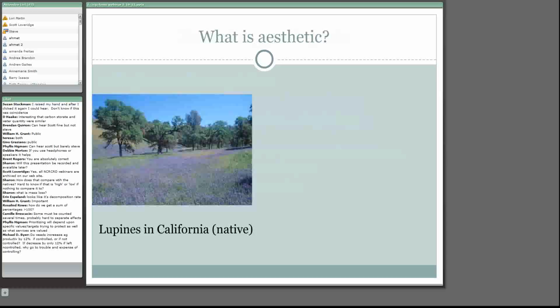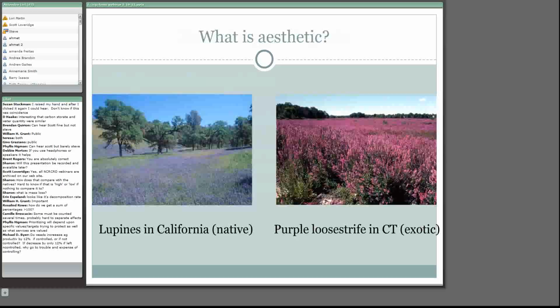Aesthetics. If we consider aesthetics, I mentioned it earlier, the categories for what is an aesthetic ecosystem service. Lupins, in this case in California, are native. Purple loosestrife in Connecticut is exotic. They're both beautiful. They're both very pleasant to the eye, yet they both have some significant impacts. Well, the invasive has significant impacts beyond just its beauty.